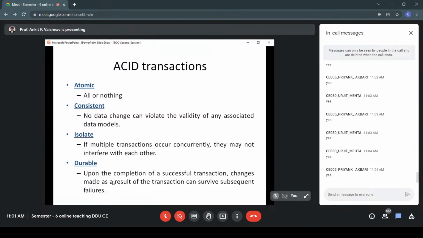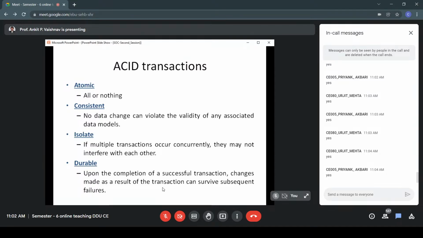Okay, durable. Upon completion of a transaction, changes can survive failures. This is very important, right? Whenever you are making any change in the database, or even in the local data as well as global data, even if something wrong has occurred, you should be able to recover that updated value, right? That is what we mean by durability. The update should not be lost, right? That is what durability is.